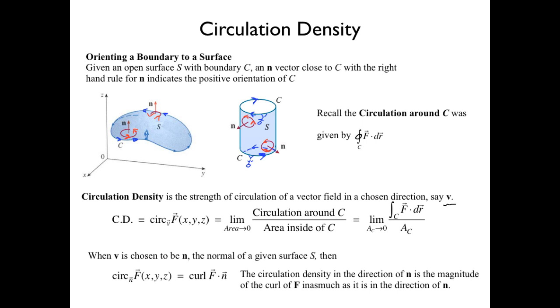Okay, so the circulation density in the direction of n is the magnitude of the curl of F, and as much of it as is in the direction of n. So that summarizes what I just said.